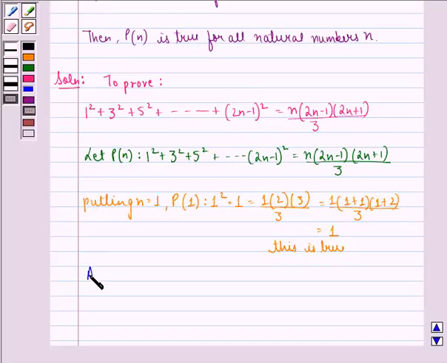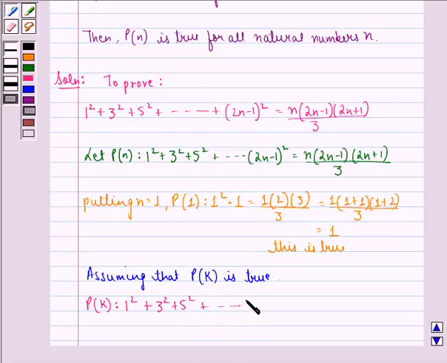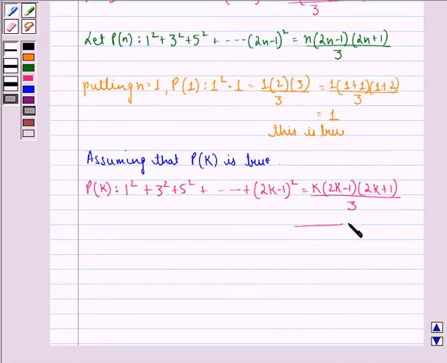Now assuming that P at k is true, P at k be 1 square plus 3 square plus 5 square up till (2k minus 1) the whole square is equal to k into (2k minus 1) into (2k plus 1), the whole divided by 3, and this becomes the first equation.